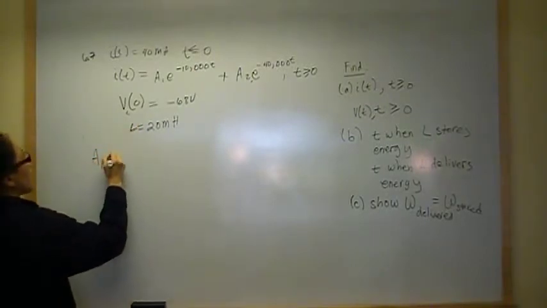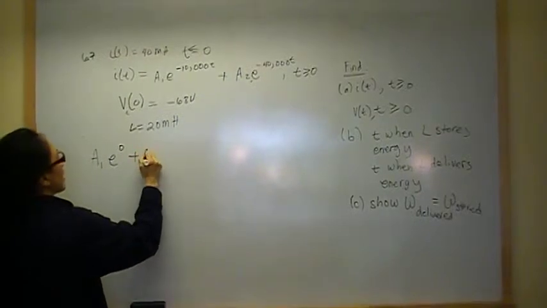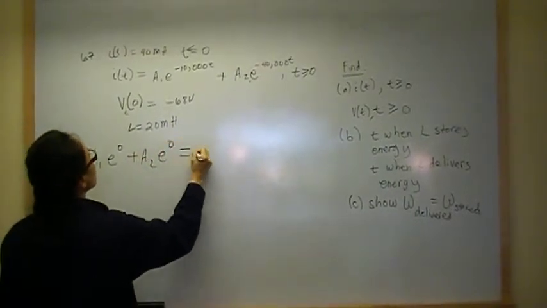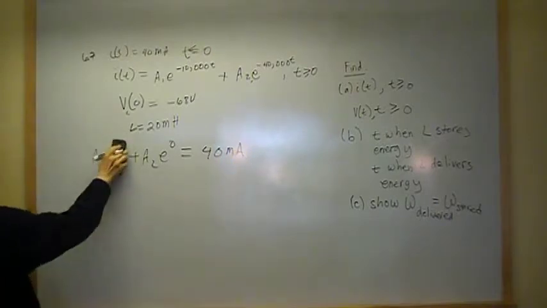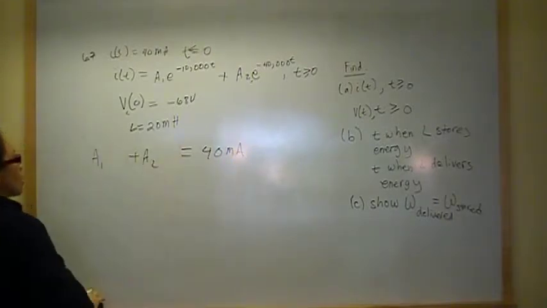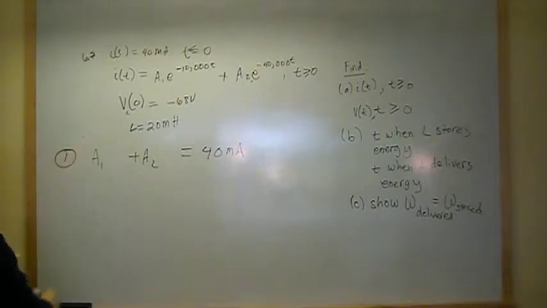We've got A1 e to the 0 plus A2 e to the 0. That's going to equal 40 milliamps. But e to the 0 is just 1. So our first equation, our number 1 equation, is A1 plus A2 is equal to 40 milliamps.